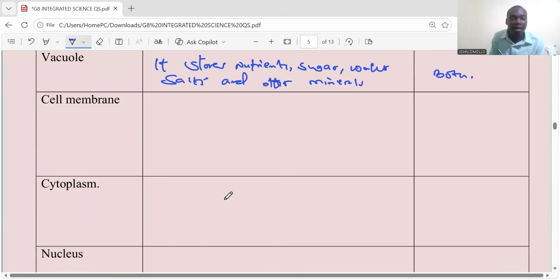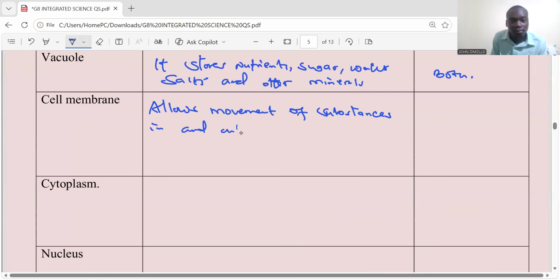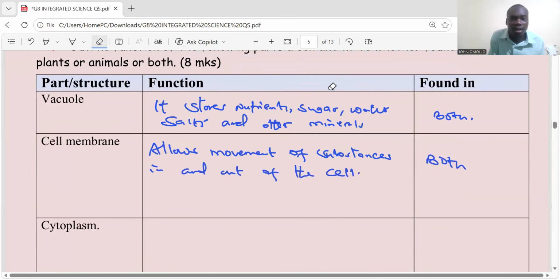If we move to the cell membrane, it allows movement of substances in and out of the cell. So both have a cell membrane. Cytoplasm. I mean, the vacuole is found in plant cells. Sorry for that. This one is found in plant cells.